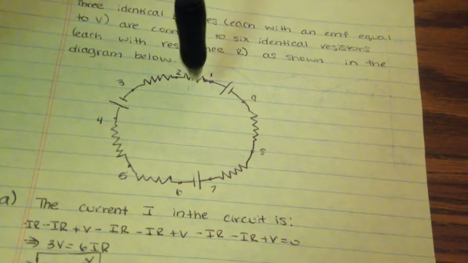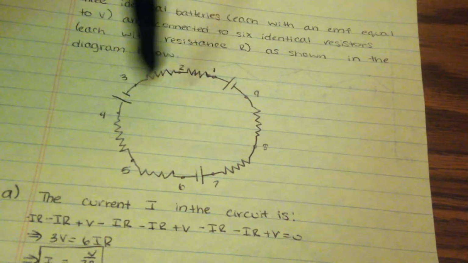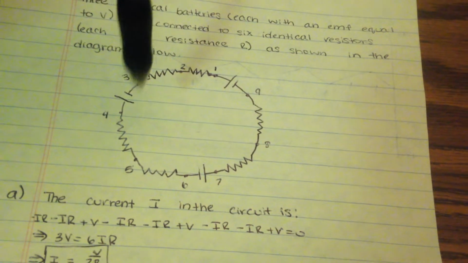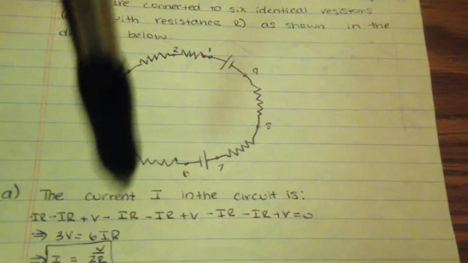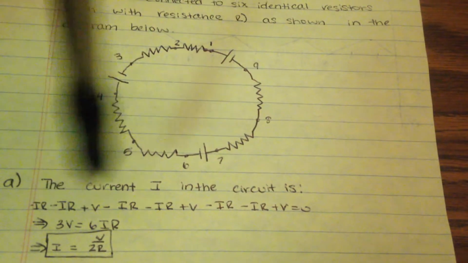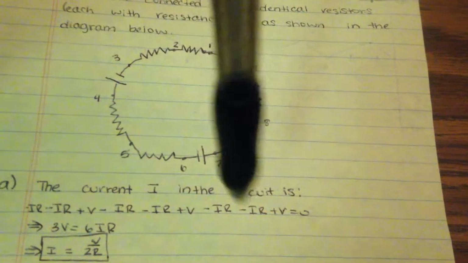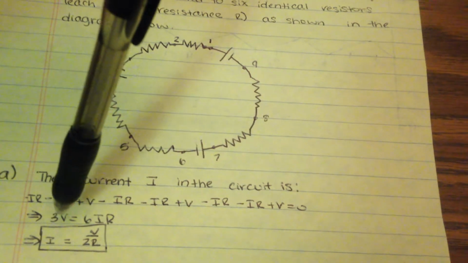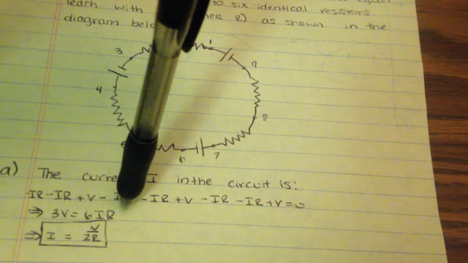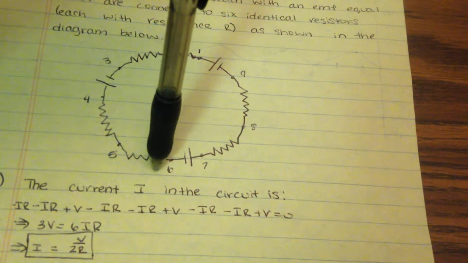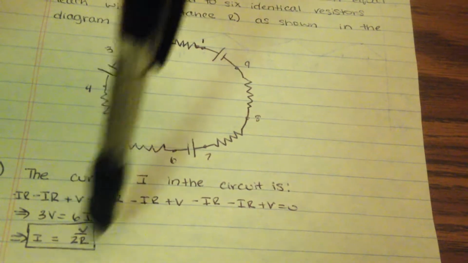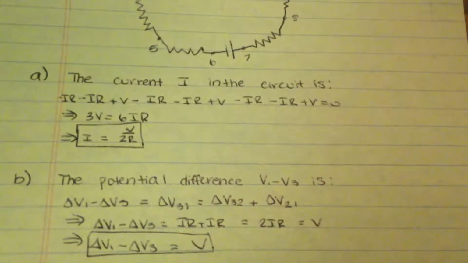Every time you pass over a resistor, it's going to be negative IR, and every time you pass over a battery, it's going to be plus V. So you end up having 6 negative IR terms and 3 plus V terms, and you just do some algebra, and it'll equal 3V equals 6IR. So when you do the algebra, you find I is equal to V over 2R. So there's that first part.